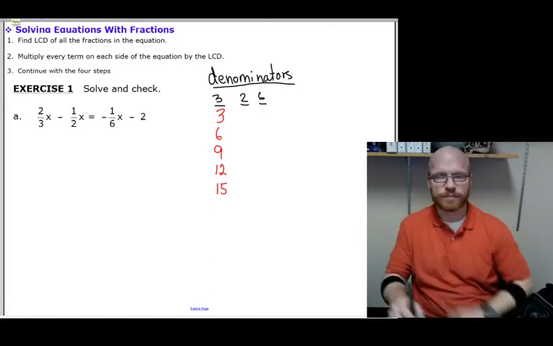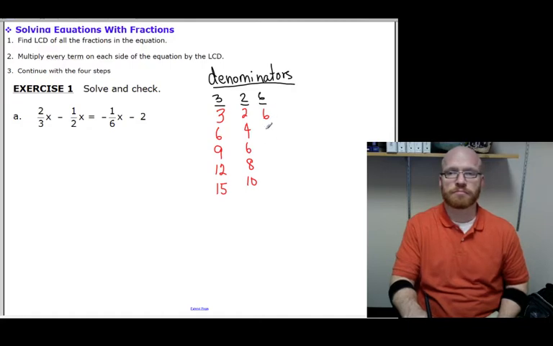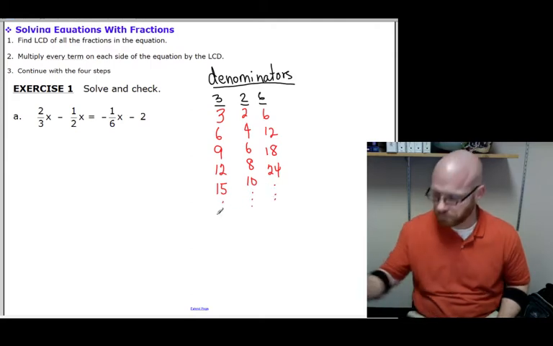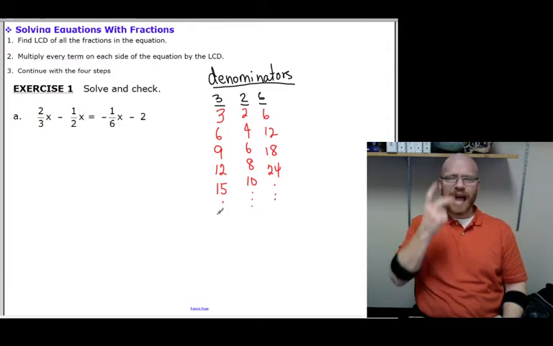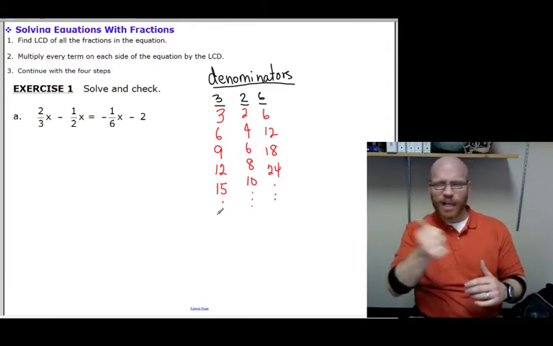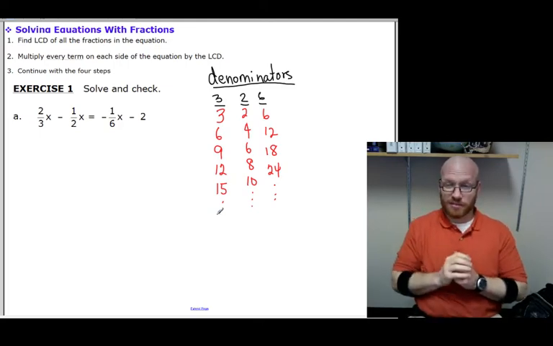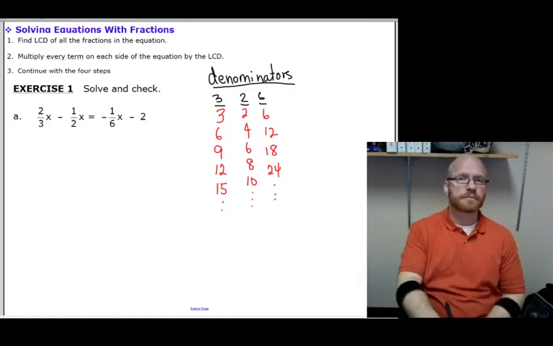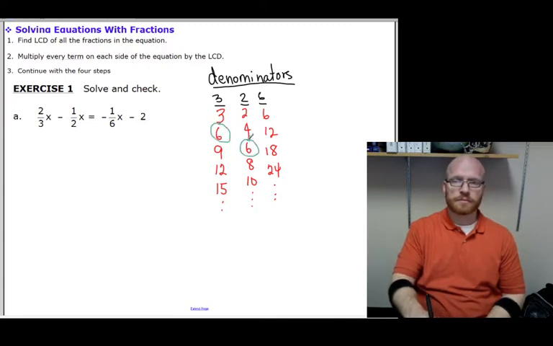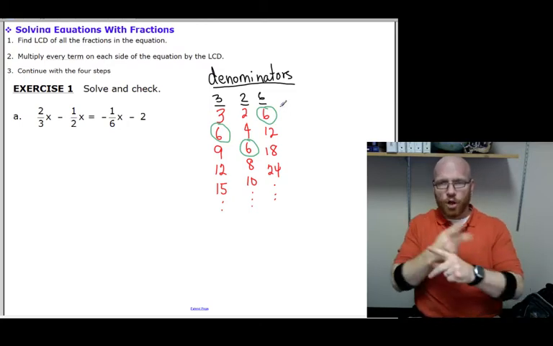We would include 2 in that list too. Now, we can see we have one that's common. If I go down, I don't see any others, but if the list kept going and going, I would see several common multiples. But the smallest one I see here is 6. That becomes our least common multiple.